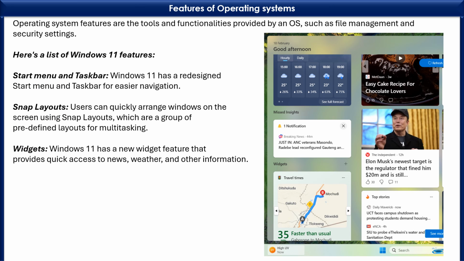Then we have features of operating systems. An operating system like Windows 11 has the following features: the start menu and taskbar, snap layout, and widgets. On the far right of the screen, I have illustrated an example of a widget, which basically provides quick access to the latest news, weather forecast, and other information, as you can see there.